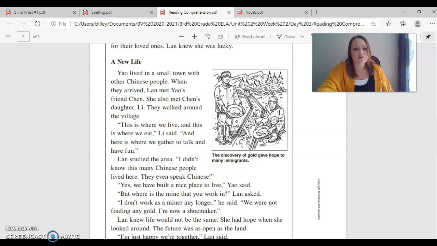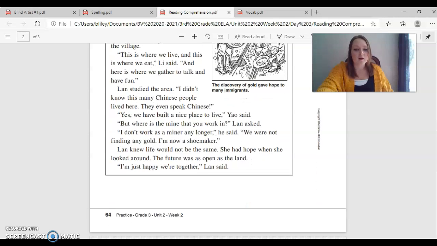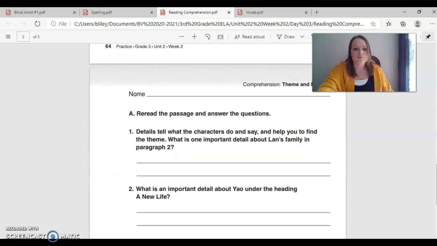"But where is the mine that you work in?" Lan asked. "I don't work as a miner any longer," he said. "We were not finding any gold. I'm now a shoemaker." Lan knew family would not be the same. She had hope when she looked around. The future was as open as the land. "I'm just happy we're together," Lan said.